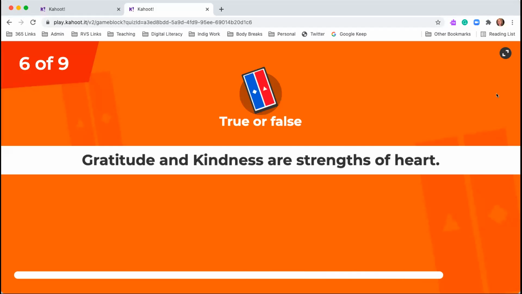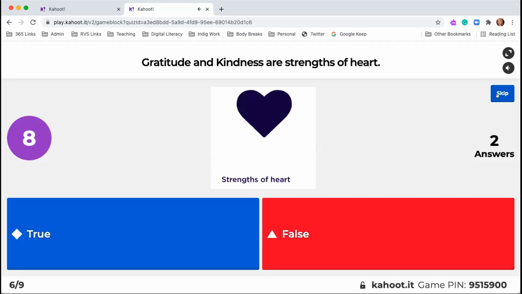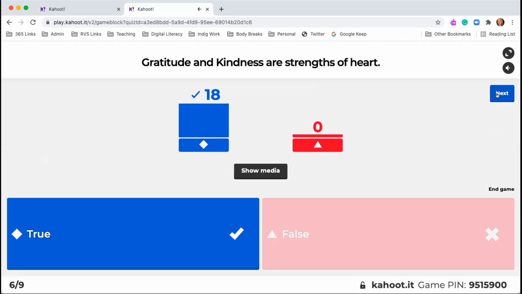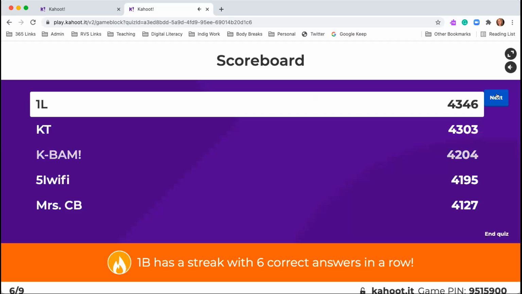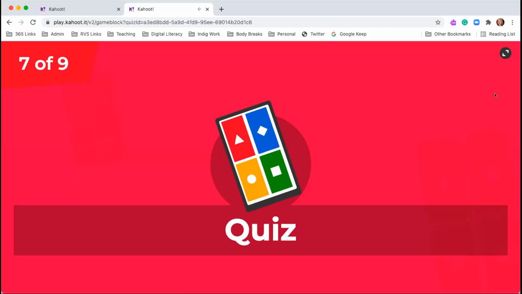Gratitude and kindness are strengths of heart. Is that true or false? It's a strength of your heart. Gratitude and kindness is heart feeling. Yes! Ooh, yes, I think so. 100%. Wow. You guys, some of these are tricky, right?